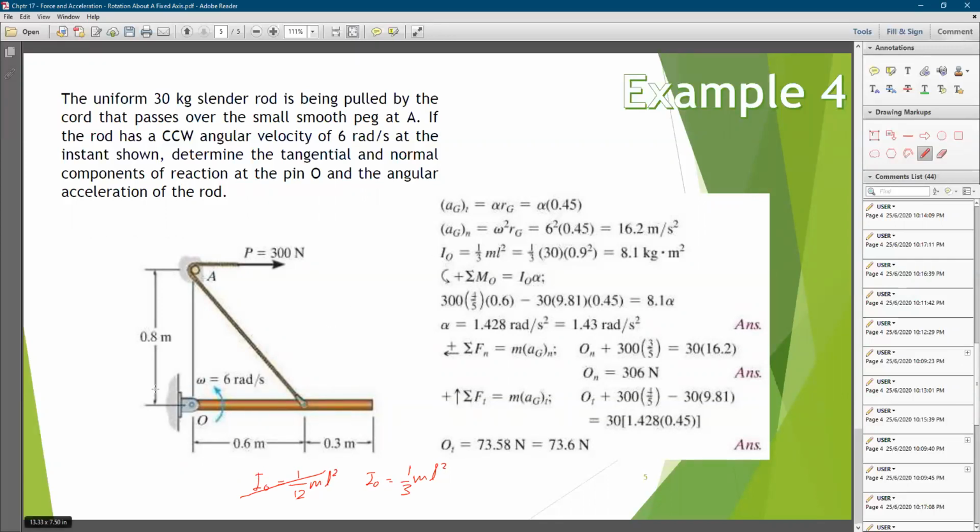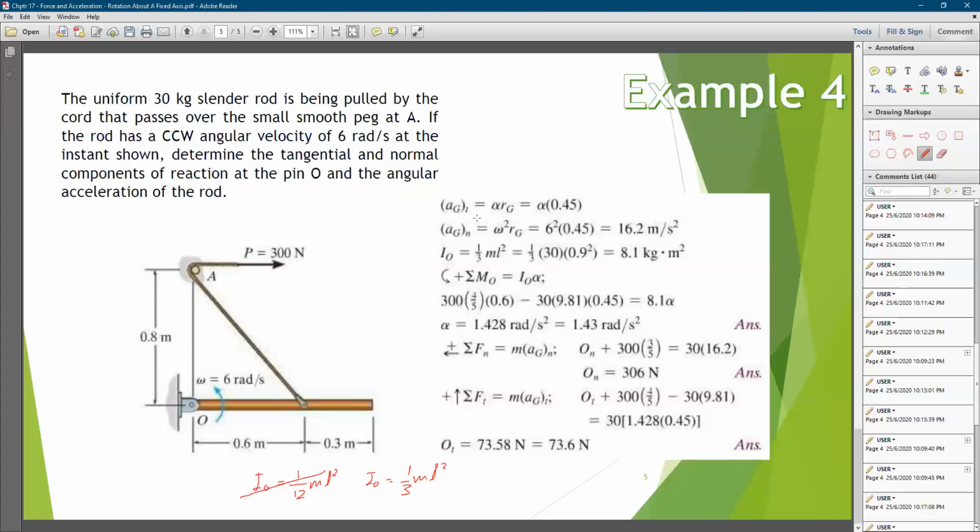On this figure, you can see that the rod has an initial angular velocity of 6 radian per second, and there is a rope attached that passes through the point A here, and there is a force of 300 Newton pulling this rod. In the solution part, first we need to calculate the tangential acceleration of this rod, which is alpha times rg, the angular acceleration times rg.